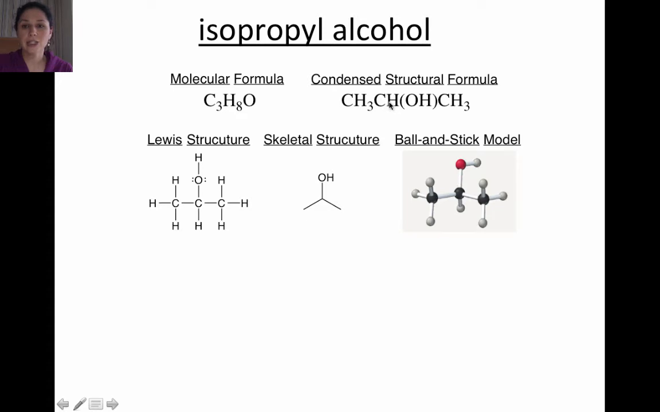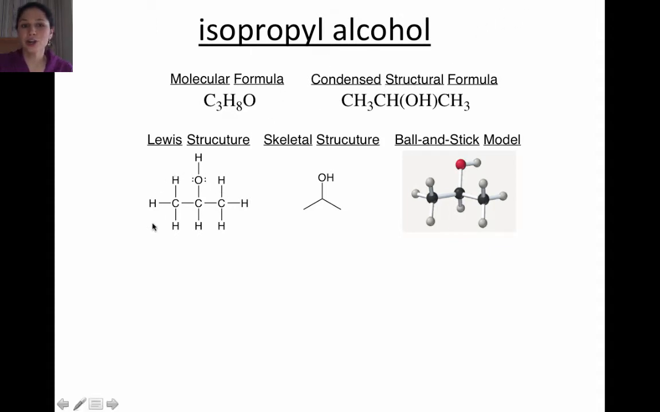This carbon is attached to a hydrogen, like that, and an oxygen with a hydrogen on it. So that's this thing here. And then that carbon is attached to this carbon, and this carbon here is attached to 3 other hydrogens. So the condensed structural formula tells you the types of atoms and the number of atoms, but it also tells you something about the connectivity.